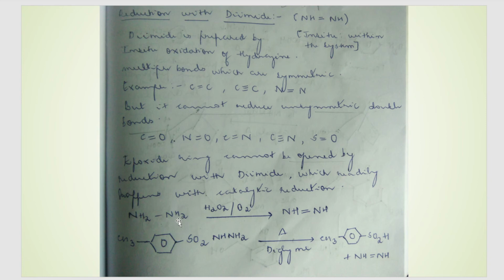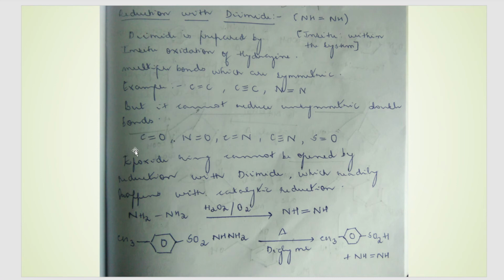What is it? NH2 bond NH2. When NH2 bond NH2, that is hydrazine, is made to undergo in situ oxidation, what do we get? We get diimide. And what is the property of diimide? It can reduce multiple bonds which are symmetric, that is C double bond C or C triple bond C, N double bond N, or O double bond O. All such bonds which are symmetric can be reduced, but it cannot reduce unsymmetric double bonds.